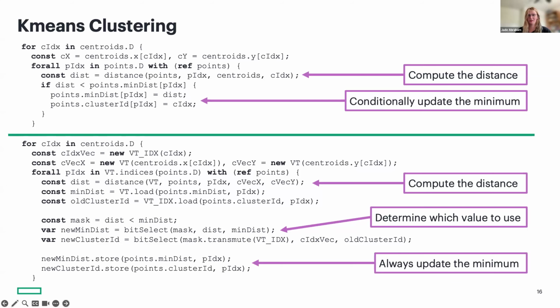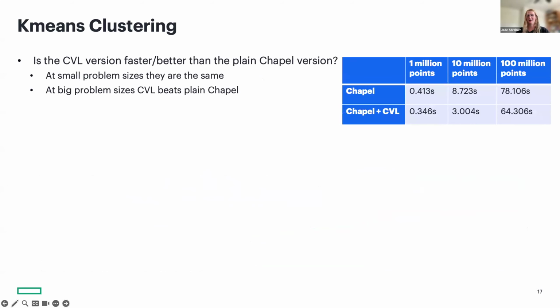So this is cool. This is great. Is it faster? Yes. At small problem sizes, it's not that much better. It's about the same. But as you scale up the problem size, you start seeing the effect of the explicit vector code. So this is awesome. This is great. What's the catch? Well, for CVL, there's no catch.